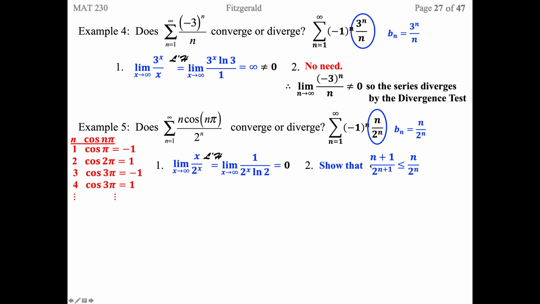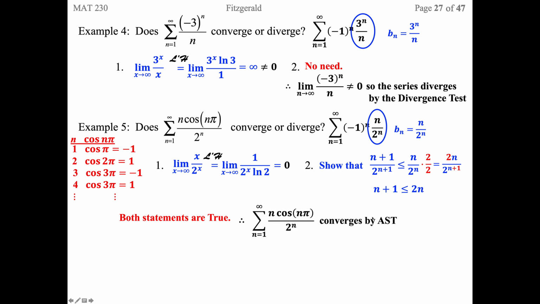So here I'm just going to use the decreasing rule by putting an n plus 1 in for all my n's. So when I multiply this by 2, to get your n plus 1's the same on your powers of 2, you could cross multiply it and still have it work out the same way. I'll have n plus 1 is less than or equal to 2n. Both statements are true, so this does converge by the alternating series test.